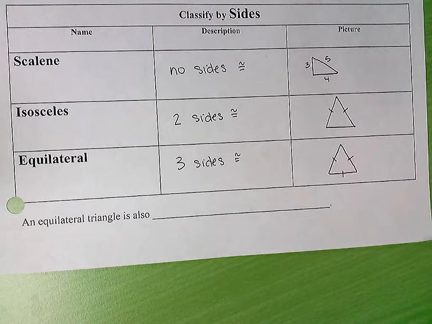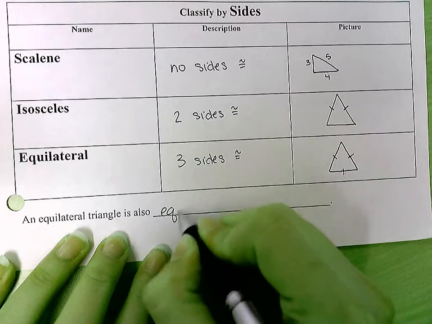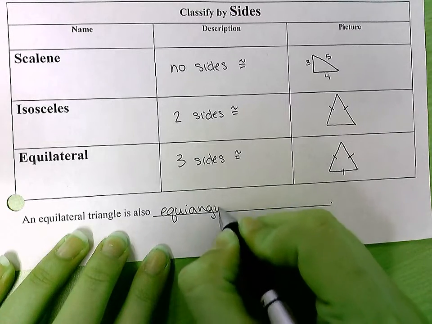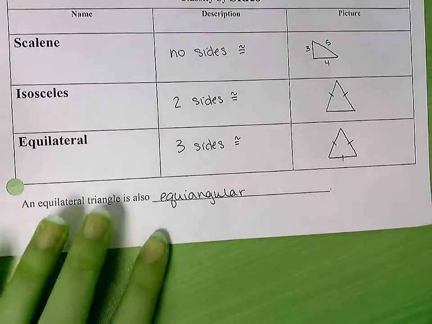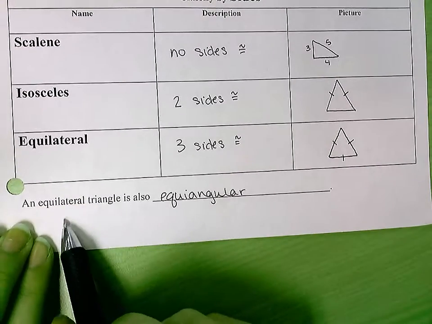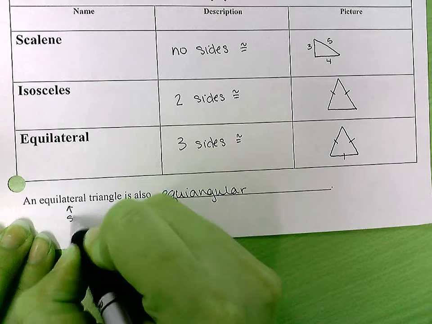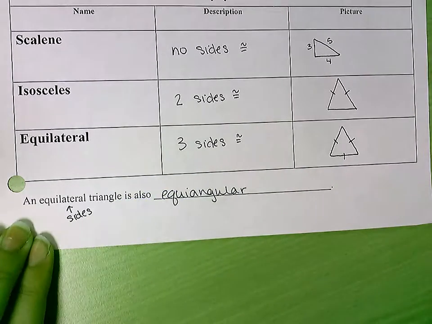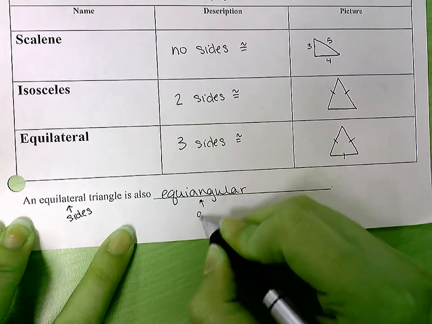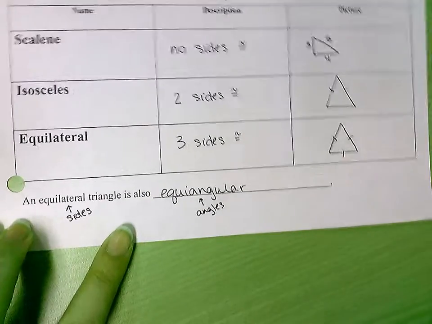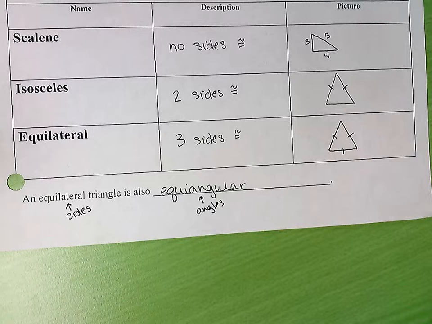An equilateral triangle is also an equiangular triangle. Equilateral has to do with the sides of the triangle, and equiangular has to do with the angles. They both kind of have the word equal in them. They're the same type of triangle. So if it is equilateral, it will be equiangular. Yeah, I knew this lesson was pretty short.